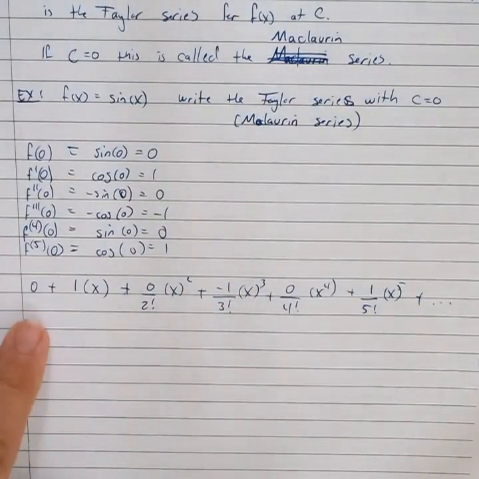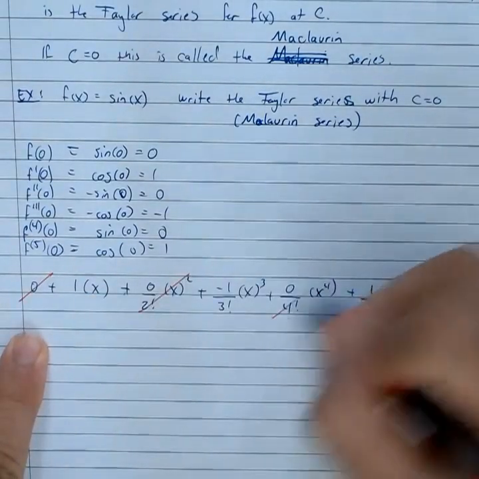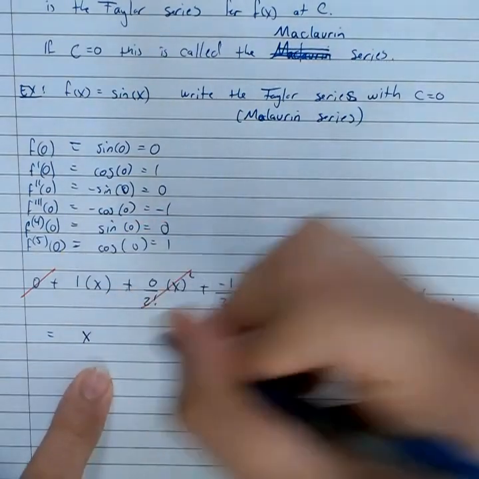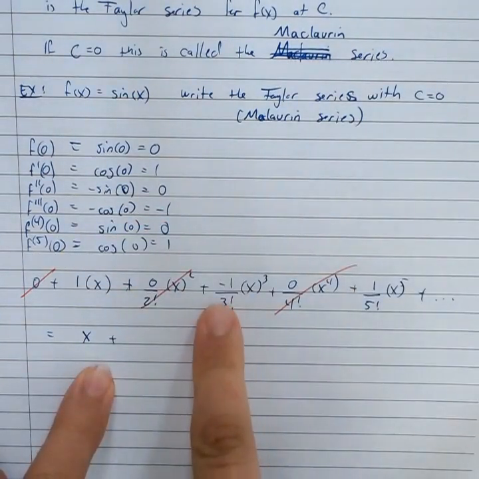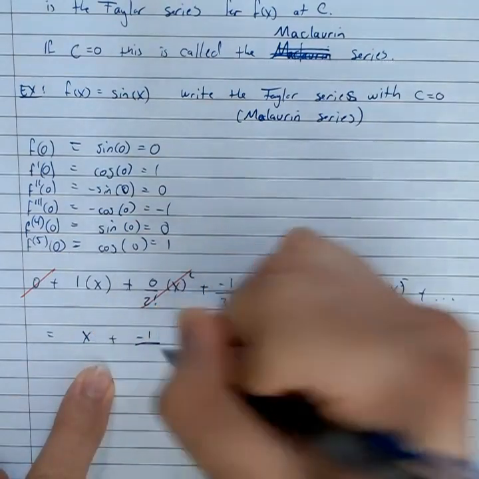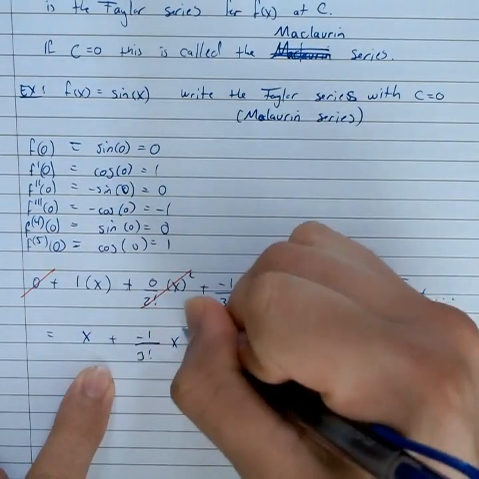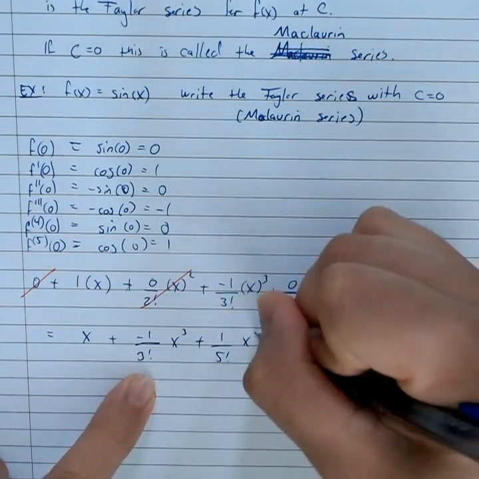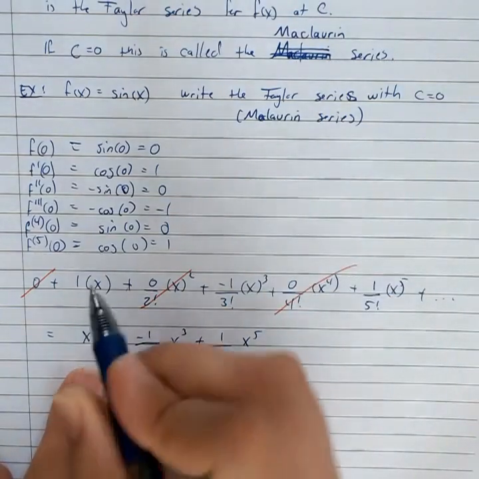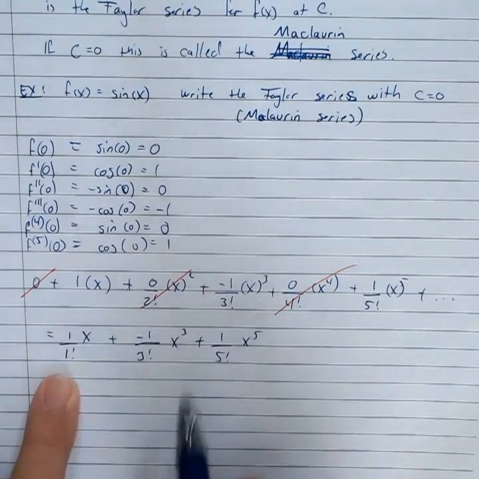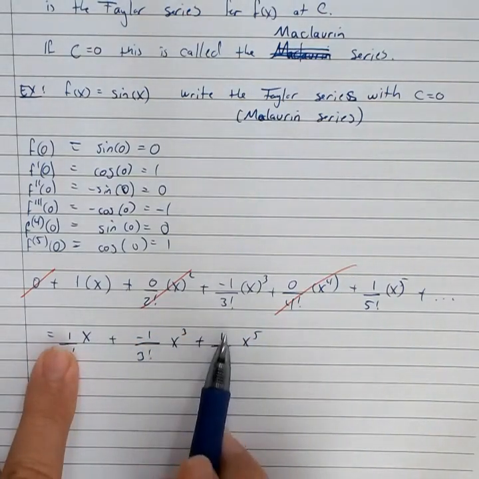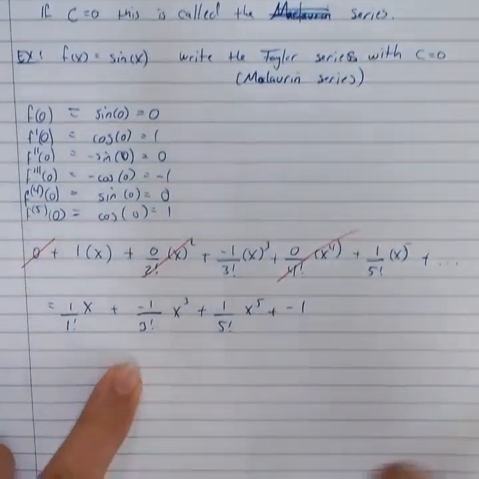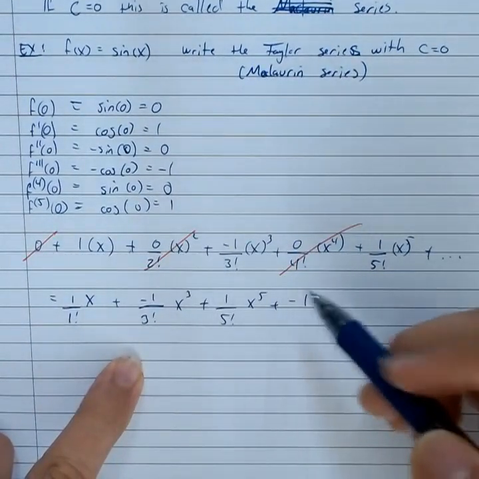Here I notice that a bunch of these terms are zeros, so let me not even bother writing them. I can rewrite this as just 1x plus, well, that should be a negative, so plus negative 1 over 3 factorial x to the third, plus the next one will be positive 1 over 5 factorial x to the fifth. Just so that I can establish a pattern, let me write this as 1 over 1 factorial. Hey, look, positive, negative, positive. I think the next one will be negative, right? In fact, you could even confirm that. Continue taking derivatives, and sure enough, the next one that's not 0 is negative 1.